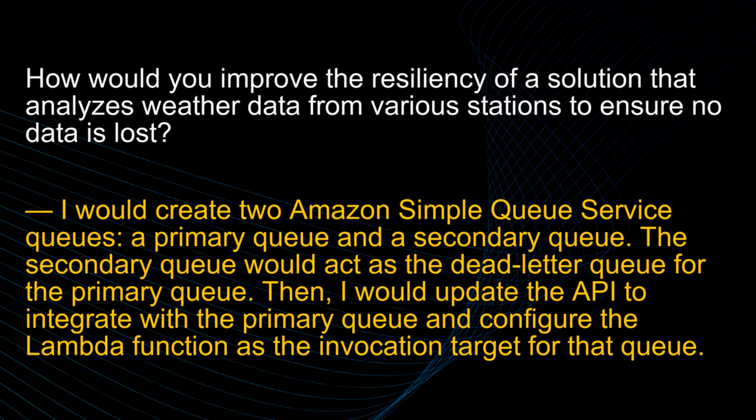How would you improve the resiliency of a solution that analyzes weather data from various stations to ensure no data is lost? I would create two Amazon Simple Queue Service queues, a primary queue and a secondary queue. The secondary queue would act as the dead-letter queue for the primary queue. Then, I would update the API to integrate with the primary queue and configure the Lambda function as the invocation target for that queue.